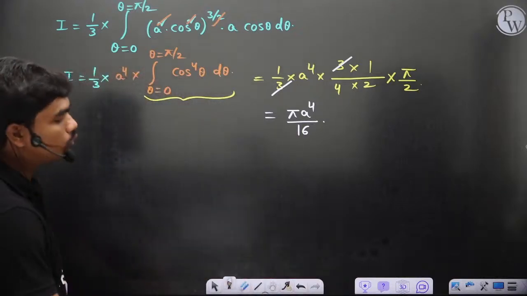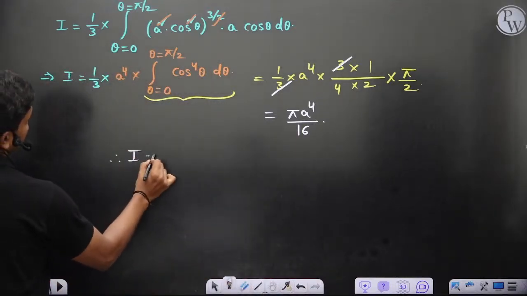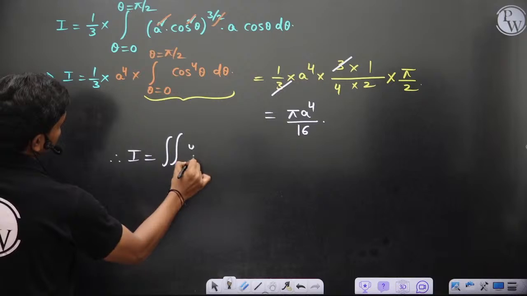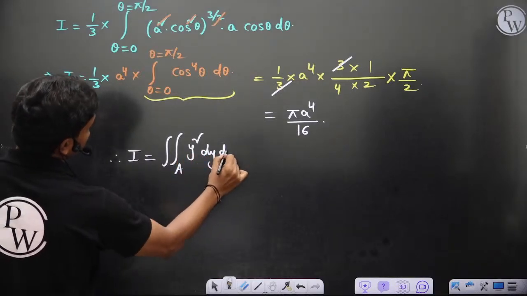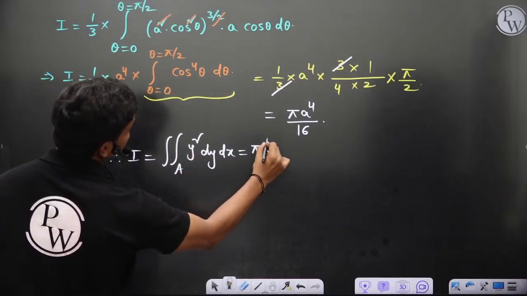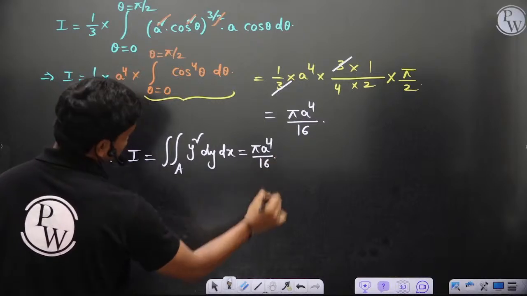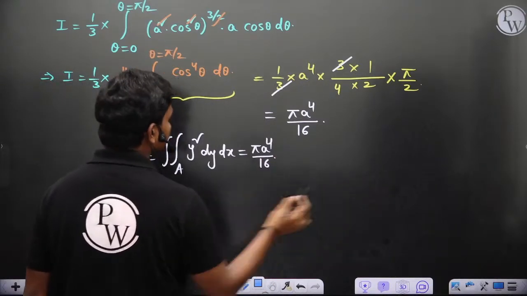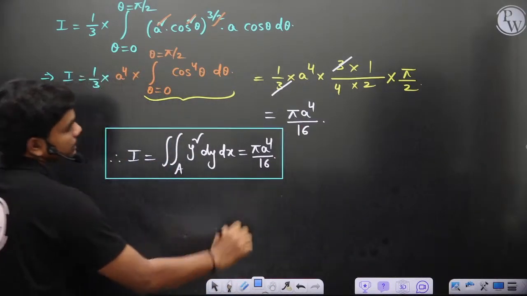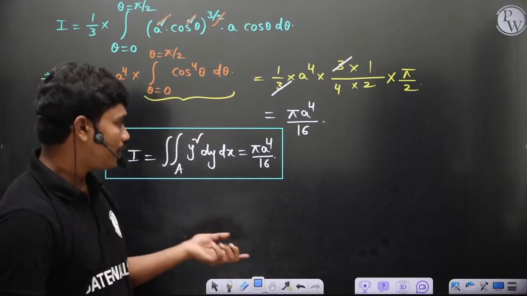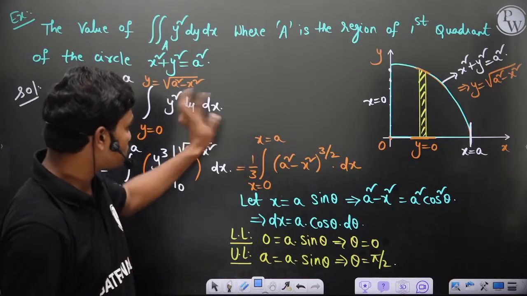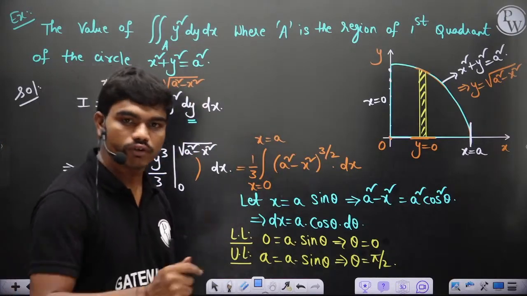So I is equal to the double integral over the region of y square dy dx, which is pi a power 4, radius is a, by 16. So that's the value of that integral. But you can also tell this in another form, without doing this integration and substitutions. You would have told it the other way.